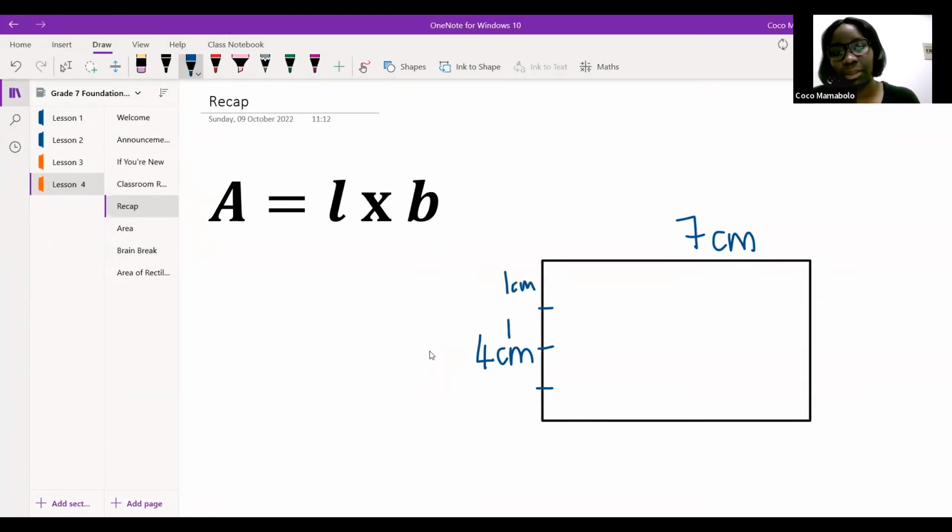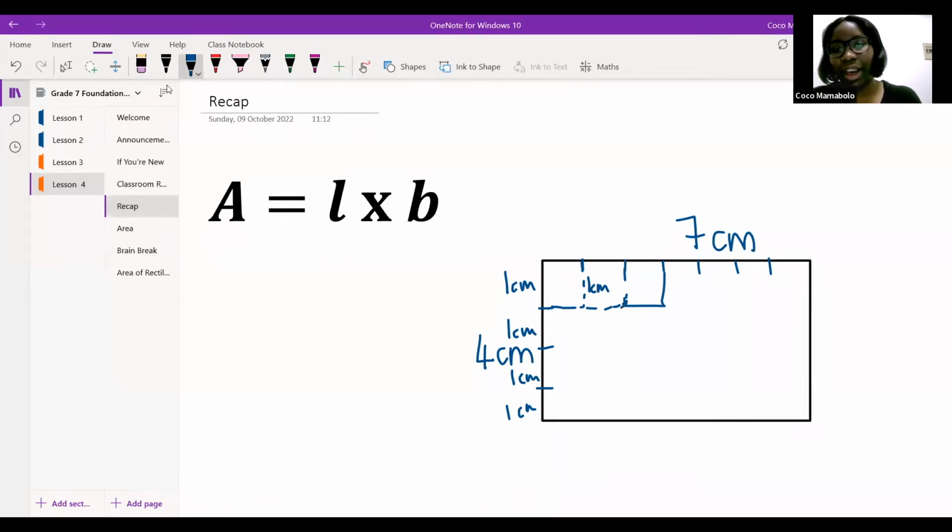So this one will be 1 centimeter, 1 centimeter, 1 centimeter, 1 centimeter. And I will do the same on the long side, but I will do it 7 times instead of 4 times. So I'll do that. 1, 2, 3, 4, 5, 6, 7. And what I will actually do is create 1 centimeter by 1 centimeter squares.